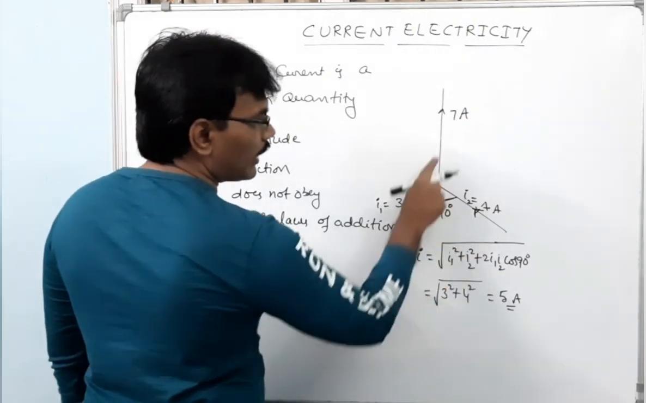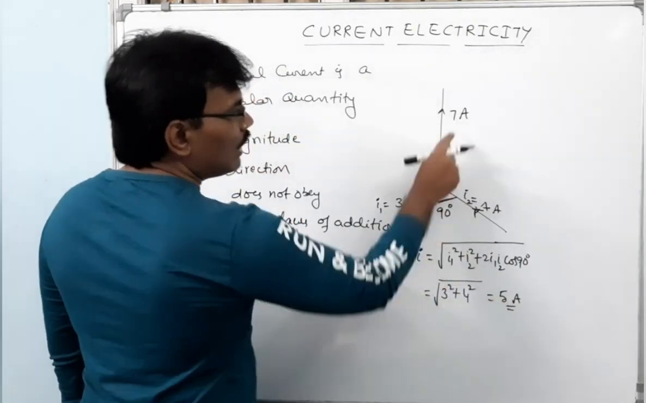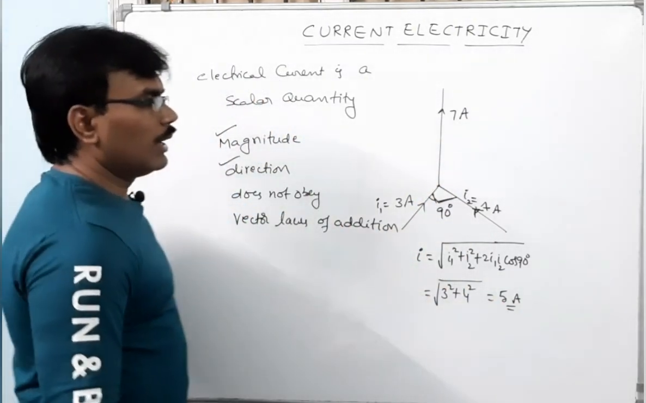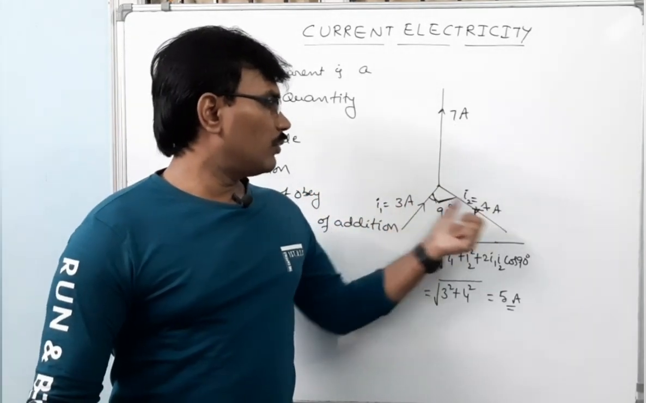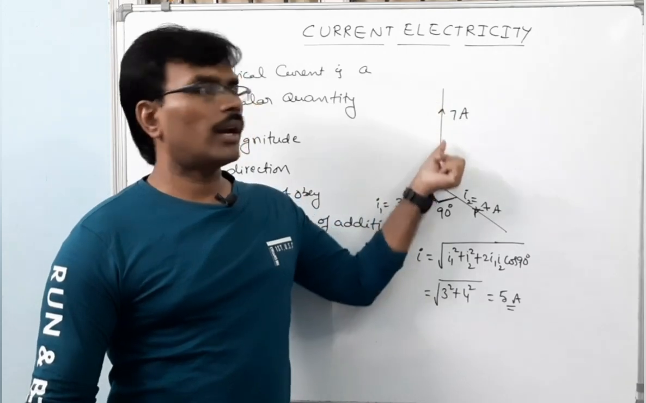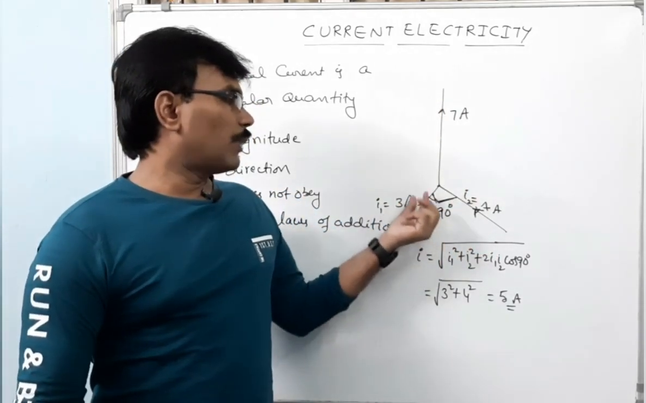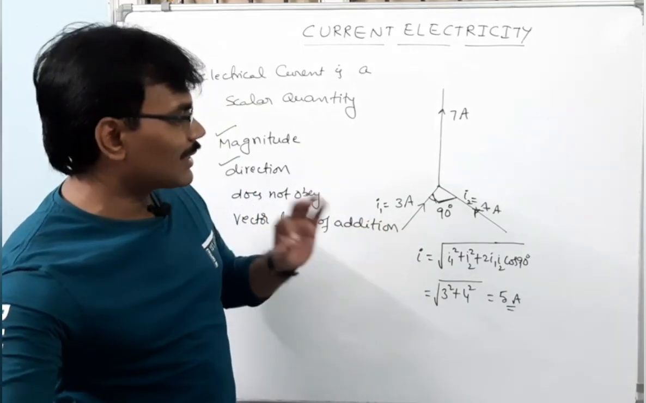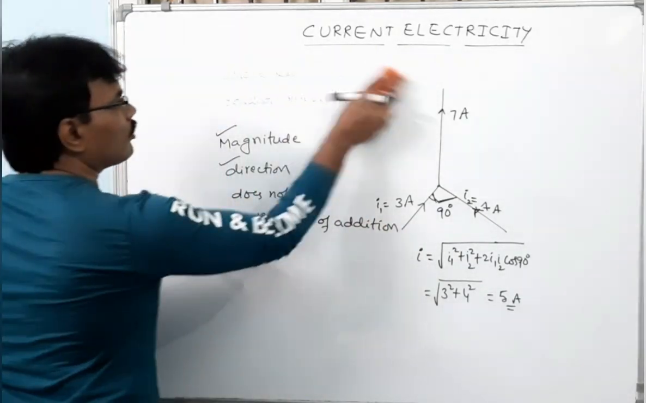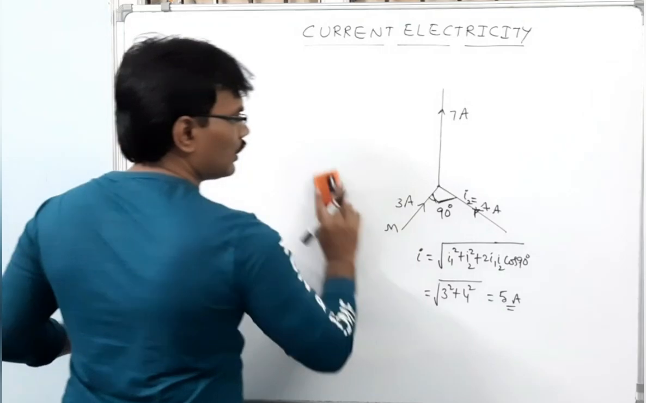According to vector laws, the net current in this wire must be 5 amperes, but when we measure the current using an ammeter, it shows a reading of 7 amperes. That means the sum of the individual currents equals the current in this wire. Even though it has magnitude and direction, it does not obey the vector laws of addition, and hence current is treated as a scalar quantity but not a vector quantity, right?